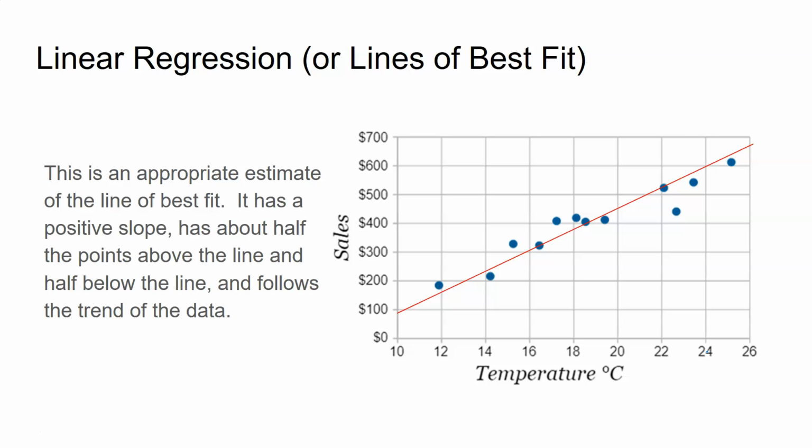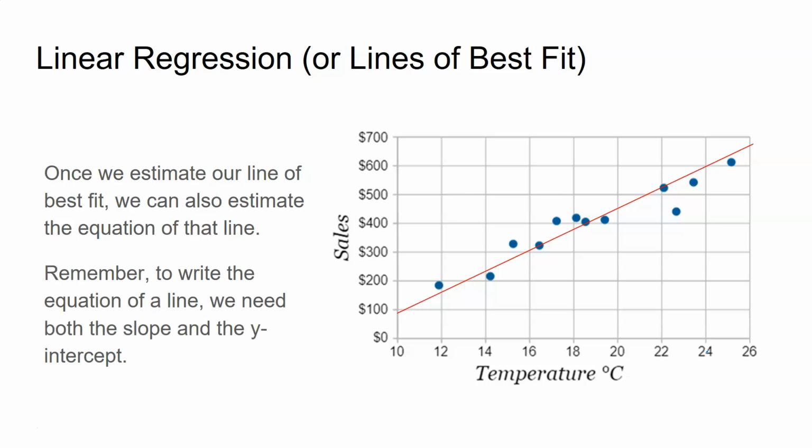Here we see an appropriate line of best fit. It has a positive slope, it has about half the points above the line and half below the line, and follows the trend of the data. This is not perfect, it's just an estimate. If you were to draw your own, yours might look a little different from mine.